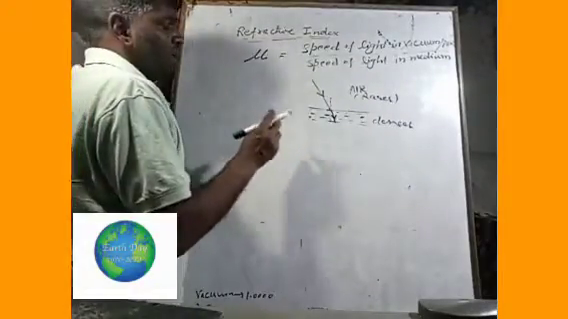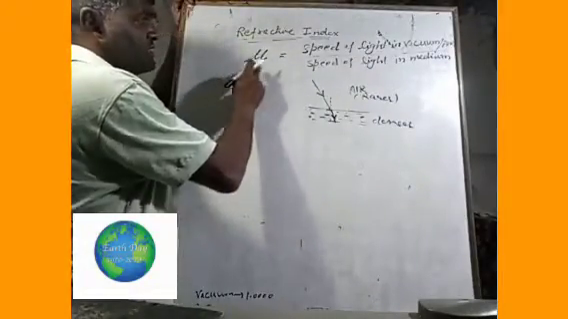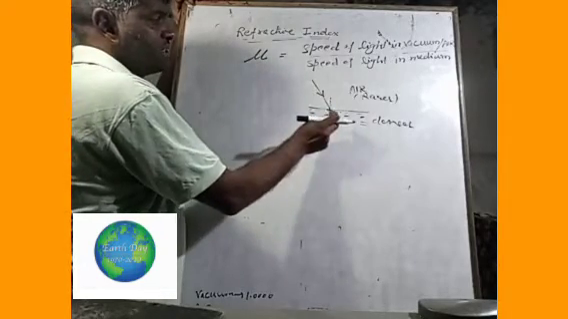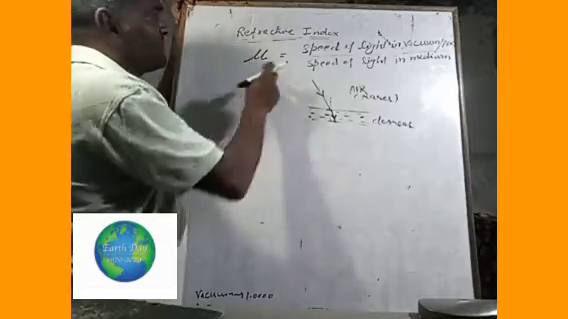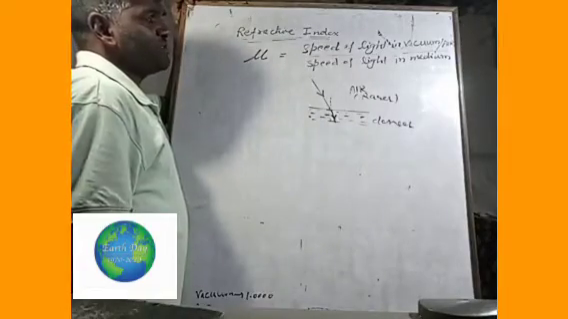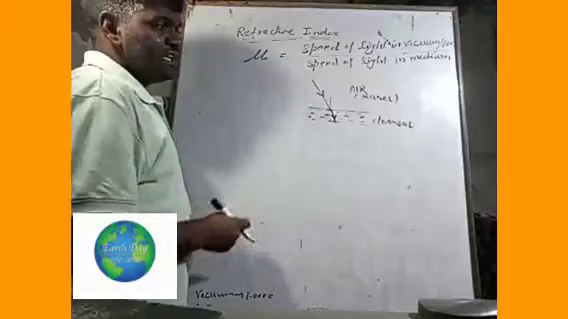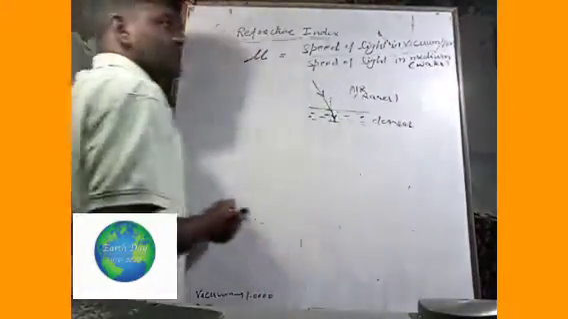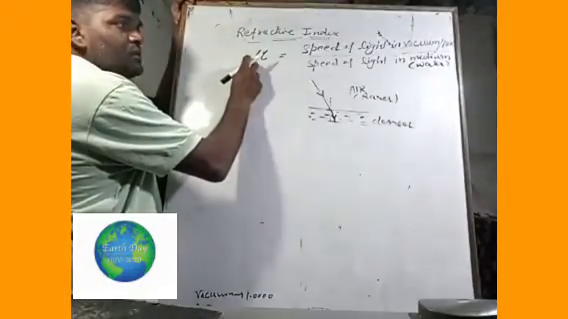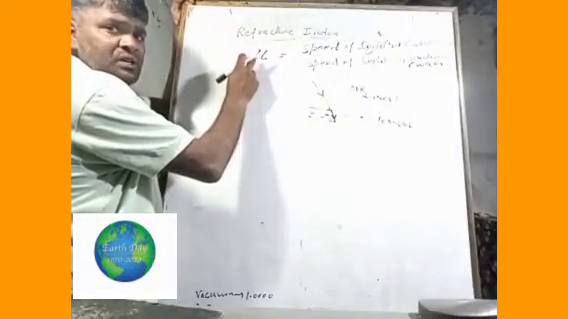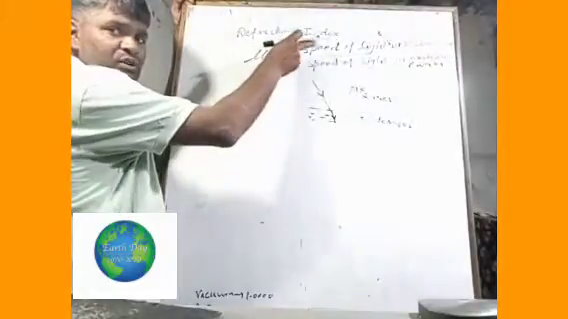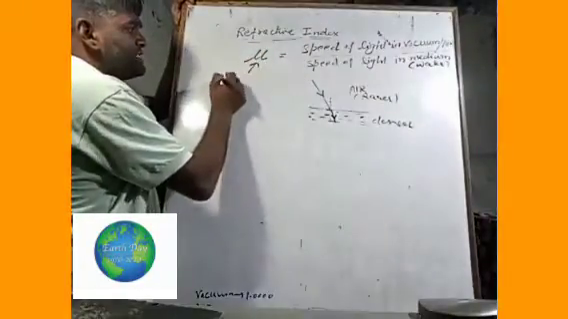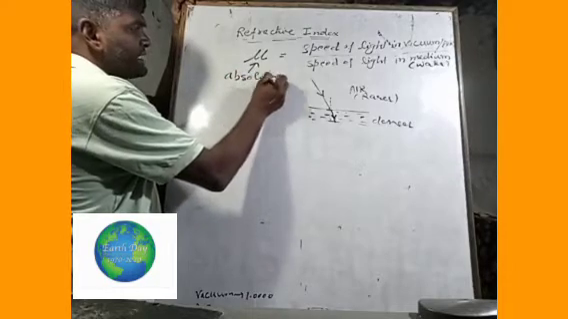Hence the refractive index of the second medium will be given by this formula: speed of light in vacuum or air to the speed of light in medium. Here the medium we have chosen is water. So when we are comparing the speed of light in vacuum to the speed in the medium, this refractive index is known as absolute refractive index.